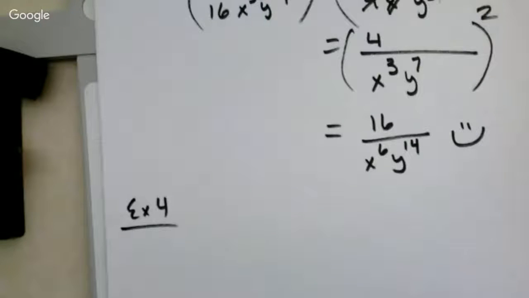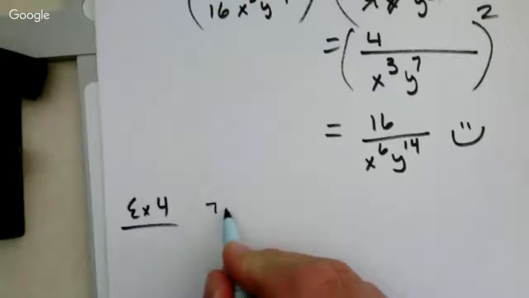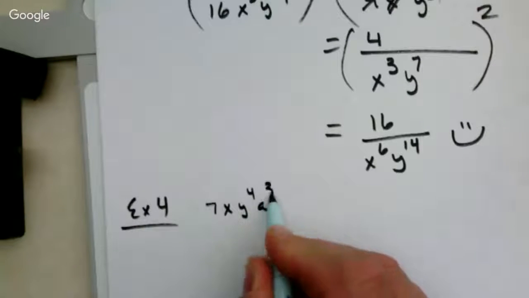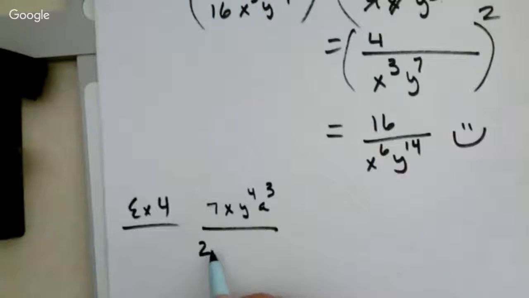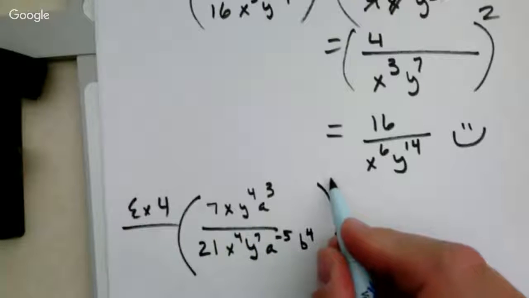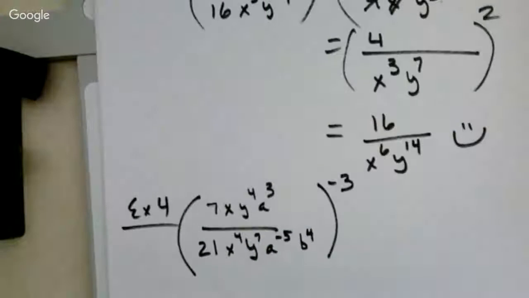But let's take a look at this last example. Again, Mr. Vincent, have somebody do it on the board after this. Let's go for 7x, y to the 4th, a to the 3rd, all over 21x to the 4th, y to the 7th, a to the negative 5th, b to the 4th, and the entire thing to the negative 3 power. Oh, math.